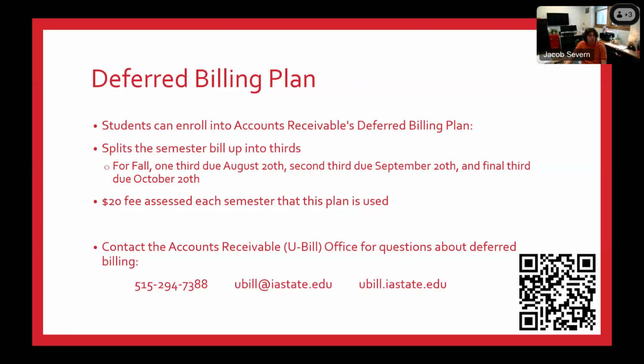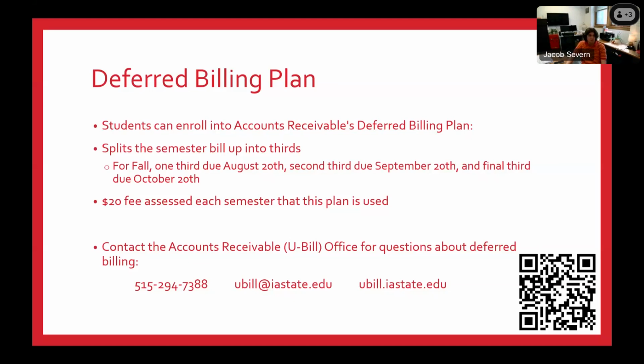After students enroll into the 3-month deferred billing plan, a $20 fee is going to be assessed, and that $20 fee is going to be assessed each semester that this plan is used. So for this upcoming award year, if you plan to utilize the deferred billing, you can expect $40 worth of fees for the deferred billing plan, $20 for fall and $20 for spring.